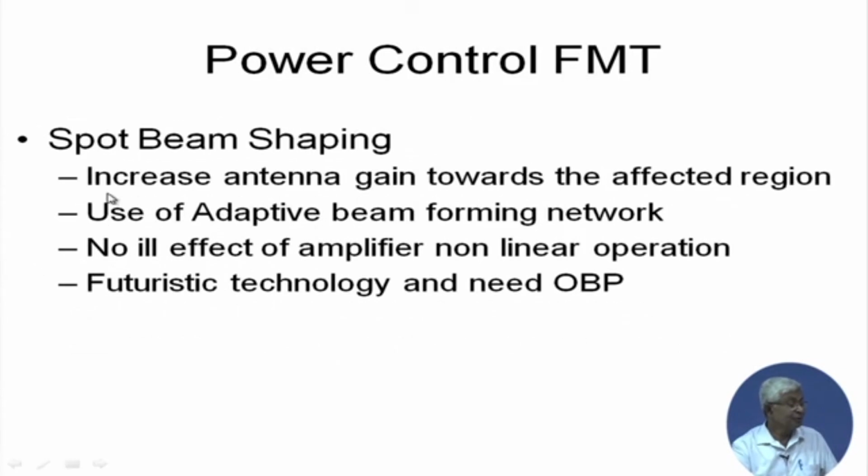It could be done by spot beam shaping, that is, increase antenna gain towards the affected region, and use an adaptive beam forming network. There is no ill effect of the amplifier nonlinear region, because you are shaping the beam only, not changing the amplifier. You are increasing the EIRP by gain control of the antenna. It is a futuristic technology, and you need an onboard processor, etc.